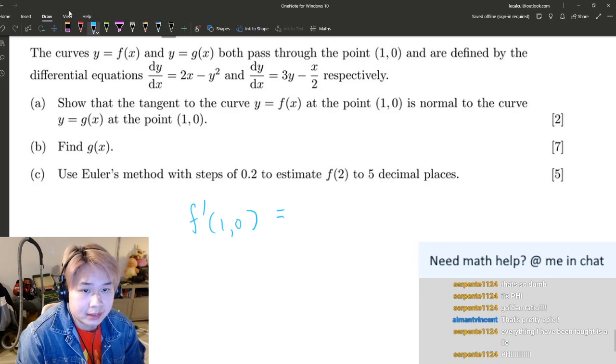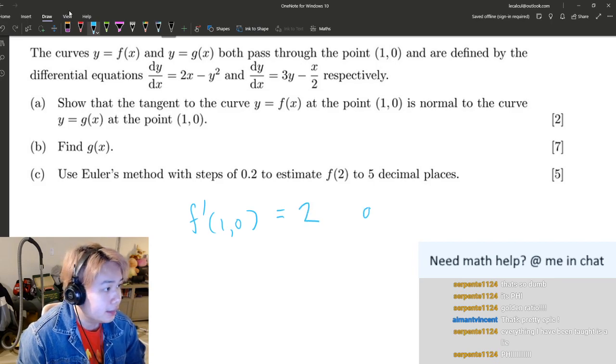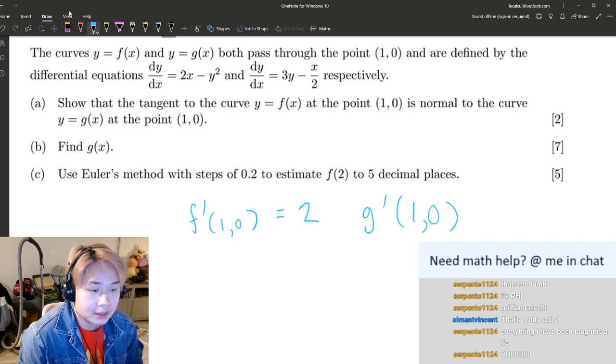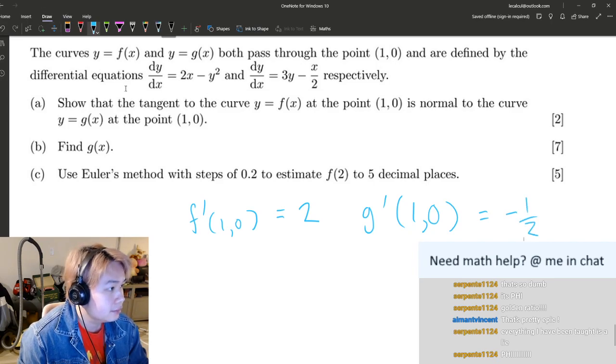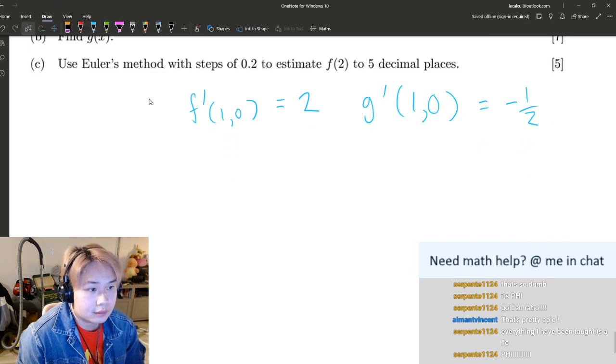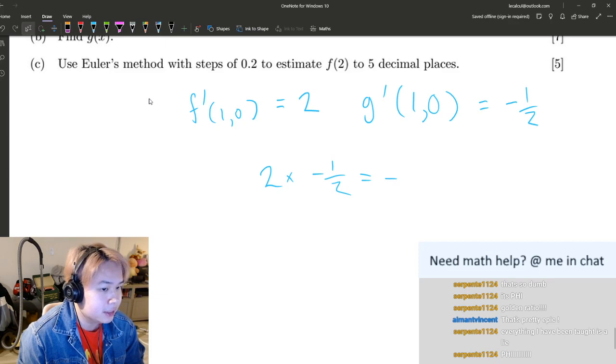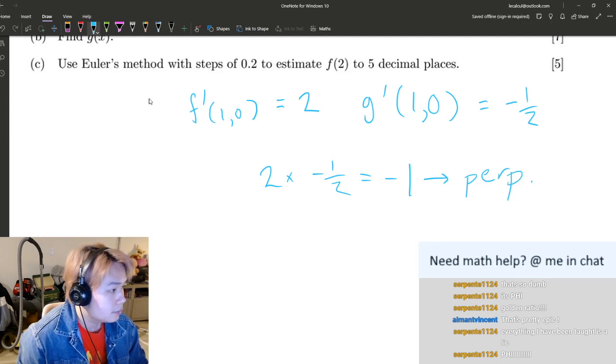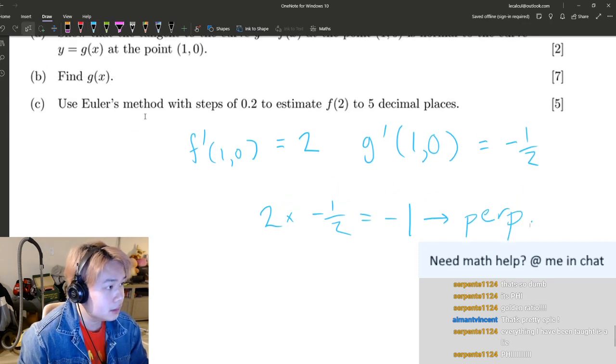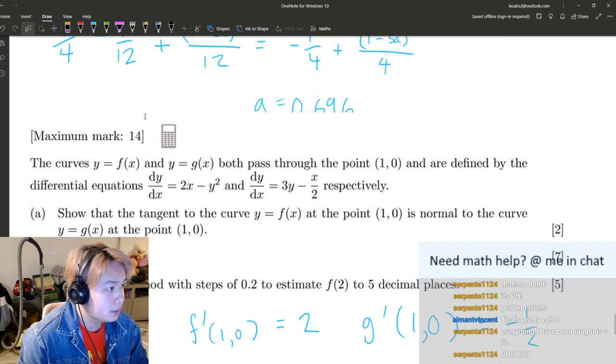Okay, so let's see, this is going to be 2. And then this one is going to be -1/2. So obviously 2 times -1/2 is -1. So this means that they are perpendicular. Easy peasy.